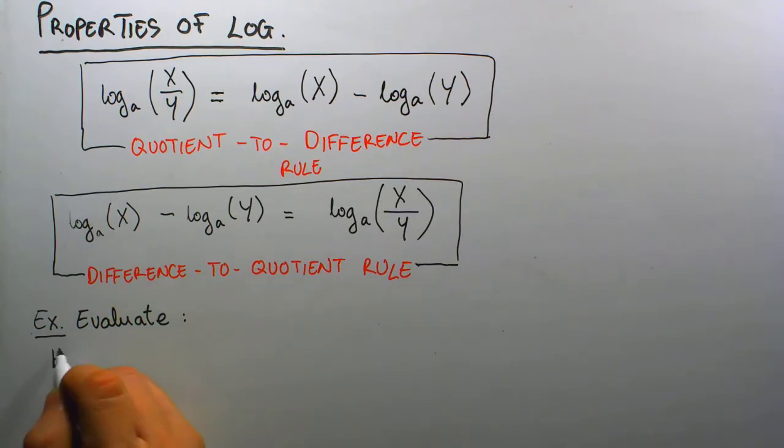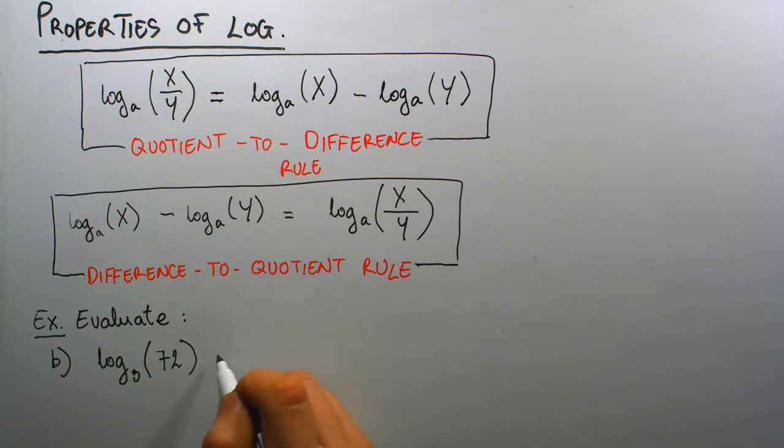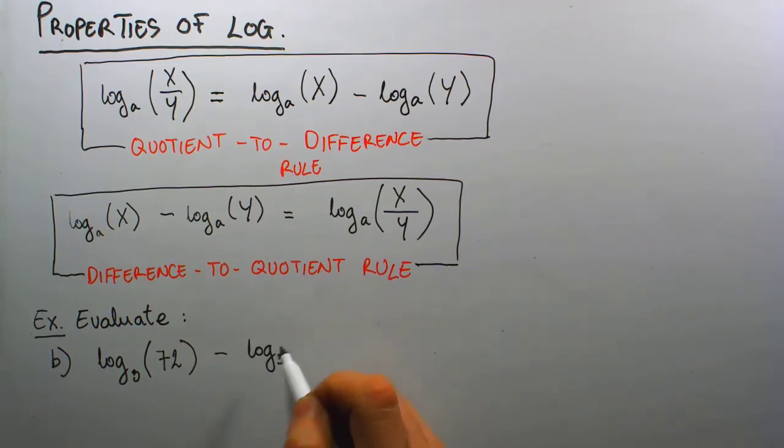And now in the next problem of the same example here, let's look at log base 3 of 72 minus log base 3 of 8.